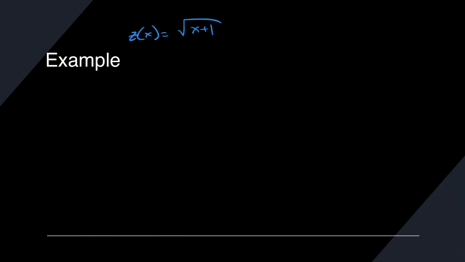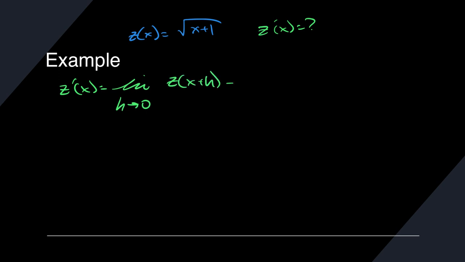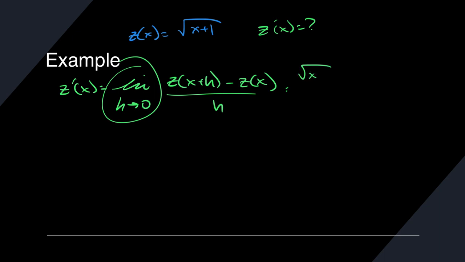Let's do one more example. So our last example, z of x is a function, and it equals the square root of x plus 1. So we want to know, what is z prime of x? Well, z prime of x is the limit, as h goes to 0, of z of x plus h minus z of x over h. So let's start replacing stuff. I'm going to leave this off until the end. We get square root of x plus h plus 1 minus square root of x plus 1 all over h.